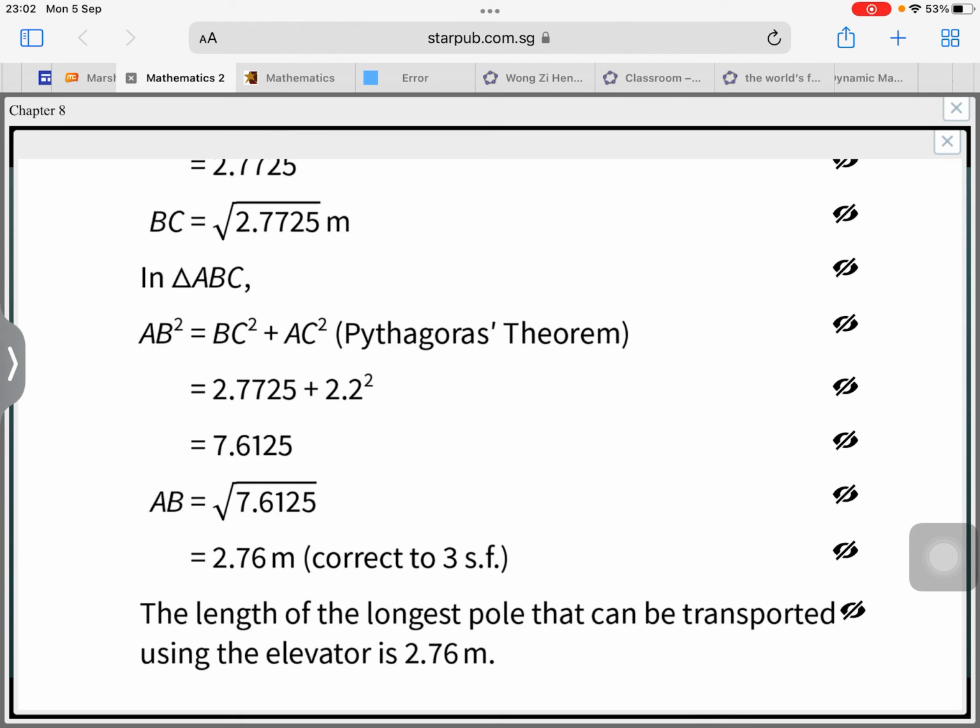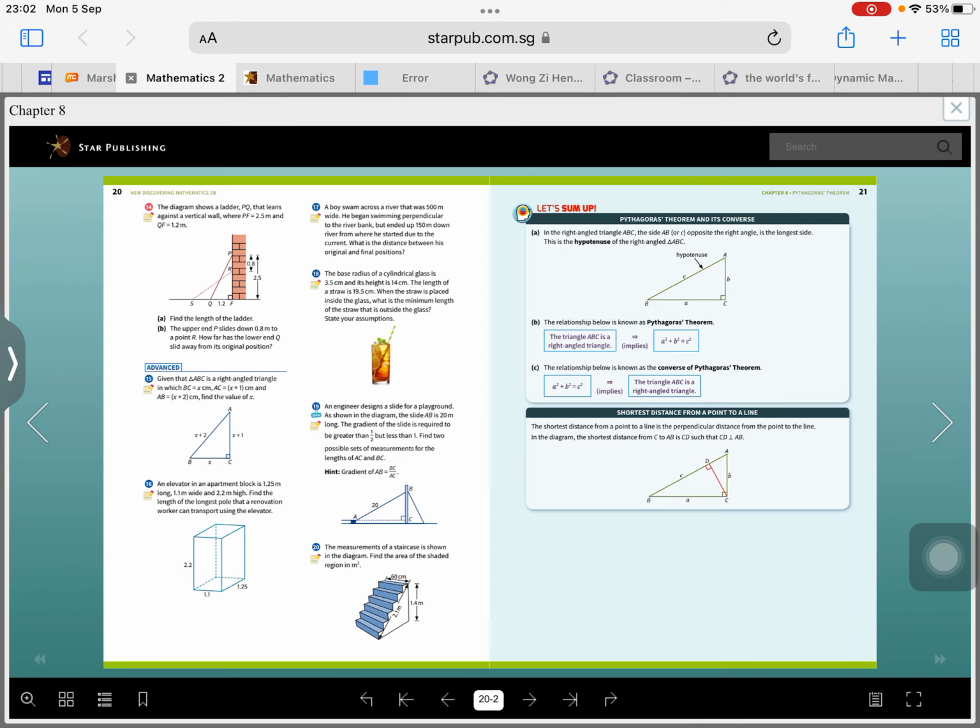Otherwise that is more or less it for this part on Pythagoras theorem and some of the application questions. I think in the next portion we'll go through the converse of Pythagoras theorem.